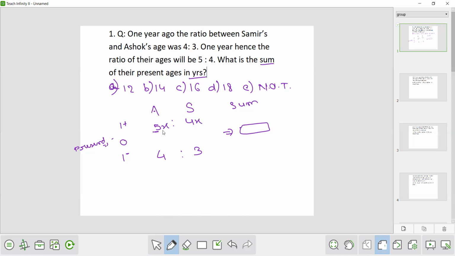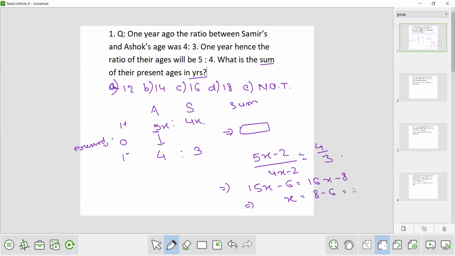So 1 year hence, Ashok is 5x and Samir is 4x. So 1 year ago, Ashok's age was 5x minus 2 and Samir's age was 4x minus 2. And here the ratio is given 4:3. So how will you calculate this? This will be 15x minus 6 equal to 16x minus 8. So x equals 8 minus 6, that is 2. So you find x is 2.